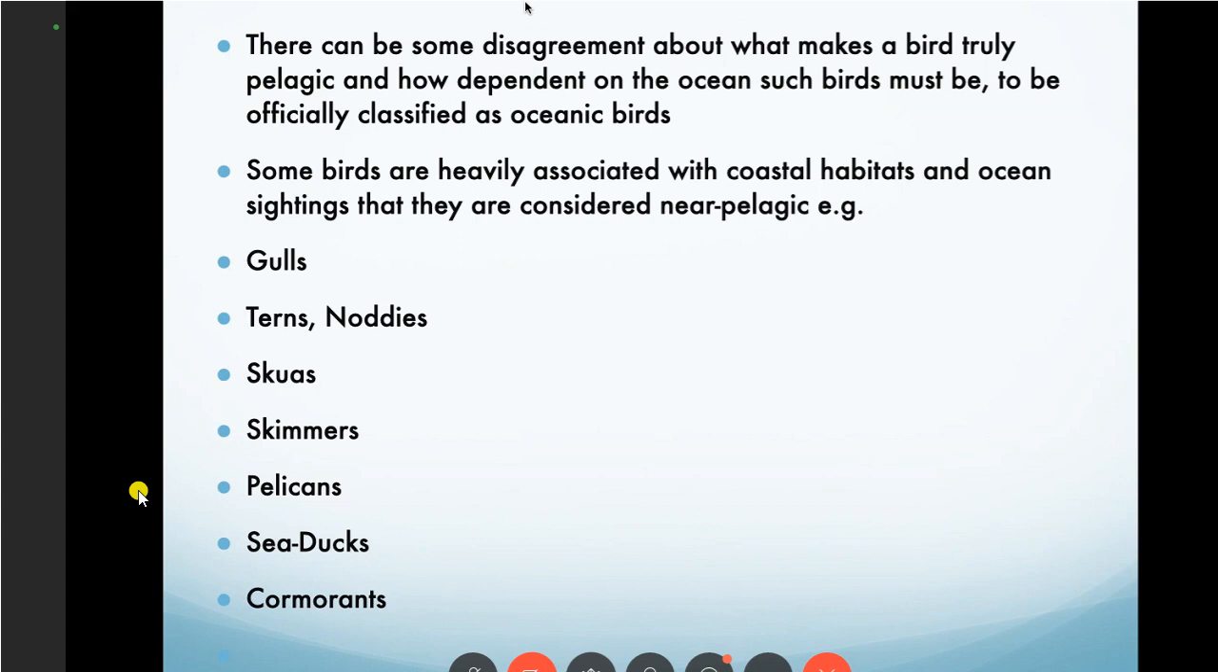Just for example, take the coastal species that we regularly see in and around Mumbai, say gulls, terns, skuas, skimmers, pelicans. There are some sea ducks and cormorants. By cormorants over here, I'm not talking about the little, Indian and great cormorants that we find in India. Most of those are found in estuaries and inland. There are some cormorants found in North America, and some which are endemic, and these are very heavily associated with coastal habitats.